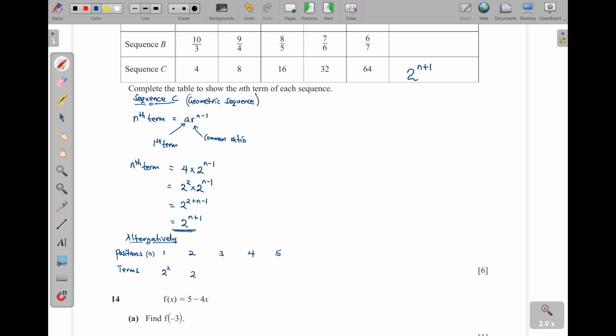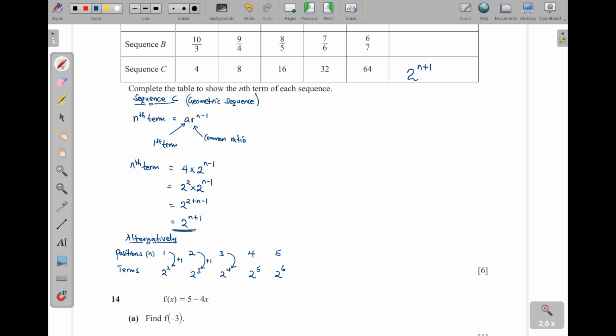Then 8 is 2 power 3. The third term 16 is 2 power 4. Then this one is 2 power 5. Then the fifth term 64 is 2 power 6. Now ask yourself what was done to the positions, because what is changing are the powers. So connect the powers to the positions. When we connect them to the positions, you can see that they are adding 1 here. 1 plus 1, you get the 2. 2 plus 1, you get the 3.